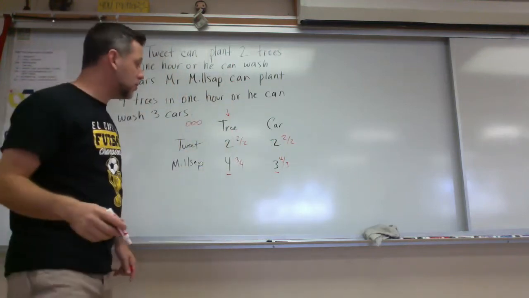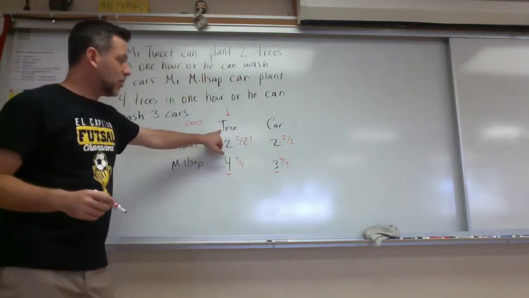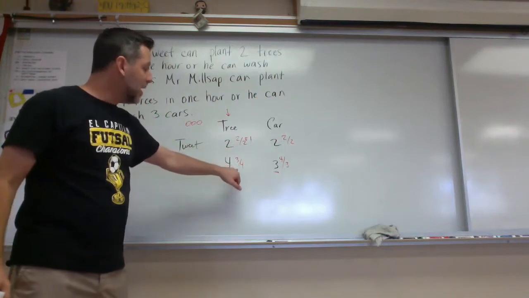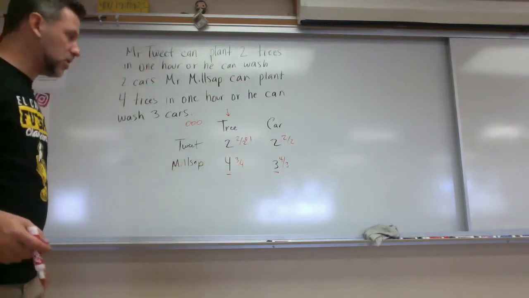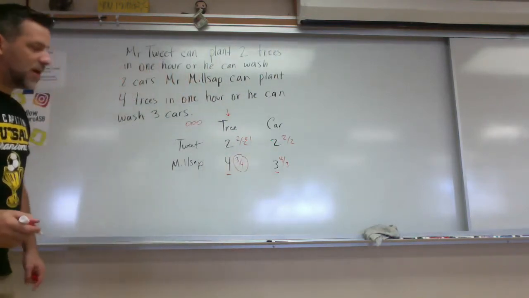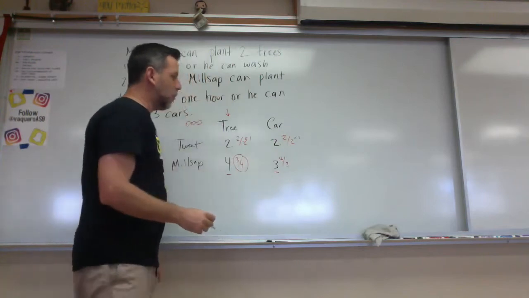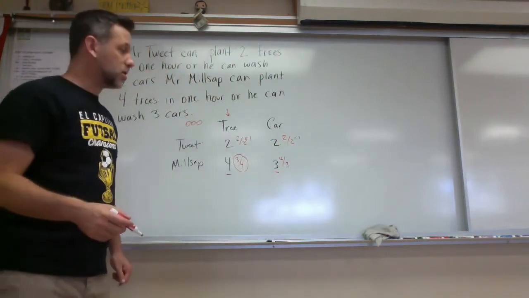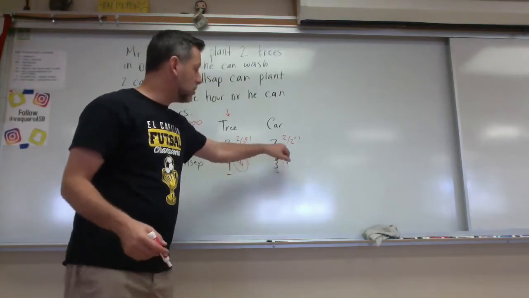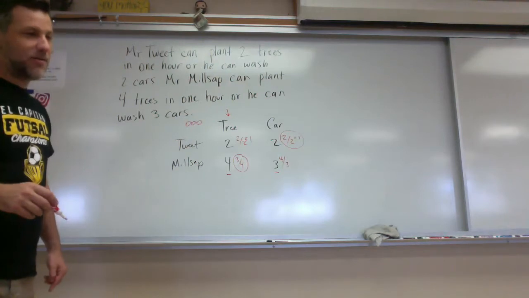Now that I've got my fractions, I'm going to go down the tree column to see who's got the lower opportunity cost on trees. When Tweet plants a tree, that keeps him from washing 1 car. When Millsap plants a tree, that keeps him from washing 3/4 of a car. So Millsap gives up less. So Millsap has got the comparative advantage when it comes to planting trees. When it comes to washing cars, Mr. Tweet gives up 1 tree to wash a car. When Millsap washes a car, he gives up 1 1/3 trees. So Tweet's got the lower opportunity cost. So Mr. Tweet is going to wash the cars. He's got the comparative advantage of washing cars.